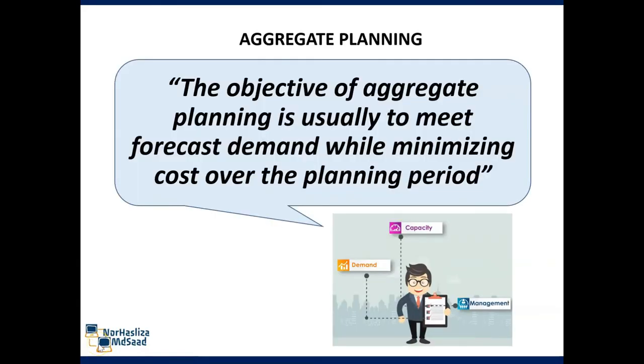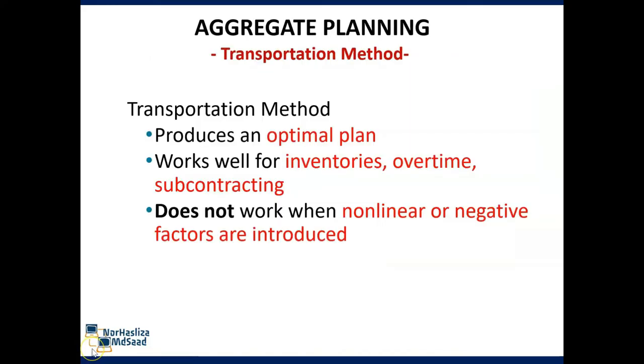The objective of aggregate planning is usually to meet forecast demand while minimizing costs over the planning period. The transportation method produces an optimal plan, works well for inventories over time and subcontracting, but it does not work when non-linear or negative factors are introduced.